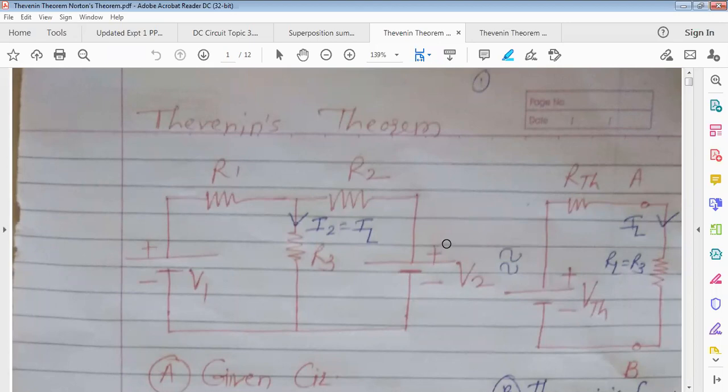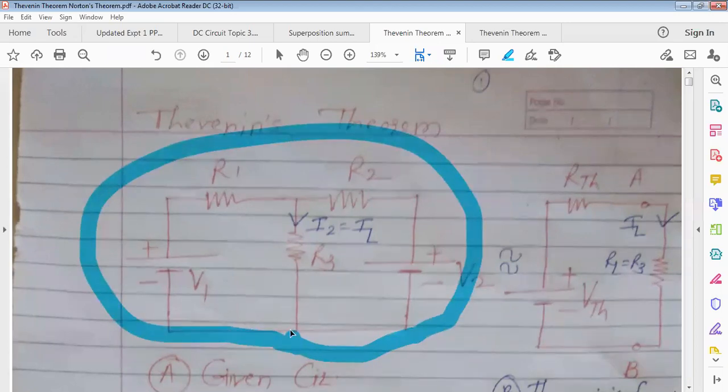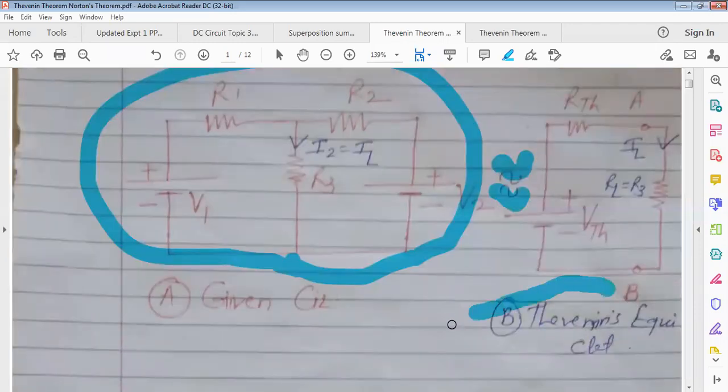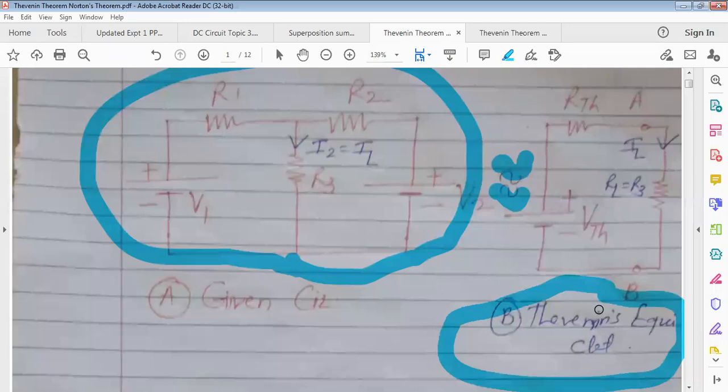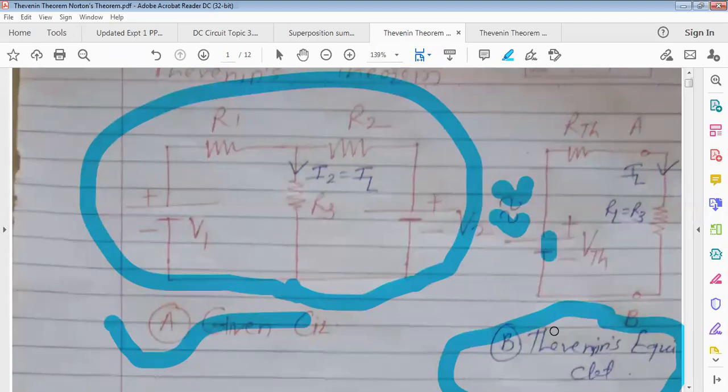So what this theorem states, whatever is the circuit given to you, linear bilateral, you can represent according to this theorem by its Thevenin's equivalent circuit. Any circuit you can represent by its Thevenin's equivalent circuit. And what is Thevenin's equivalent circuit of a given circuit? Its format or components are the same. Same means what? One voltage source in series with one resistance and in series with the load resistance.